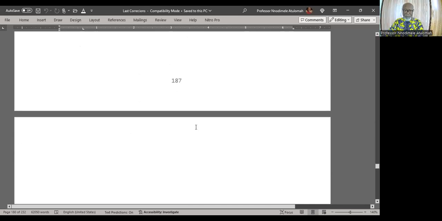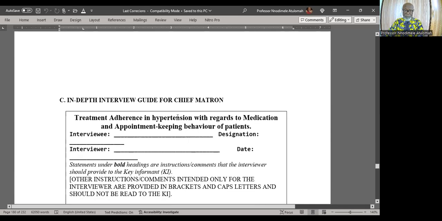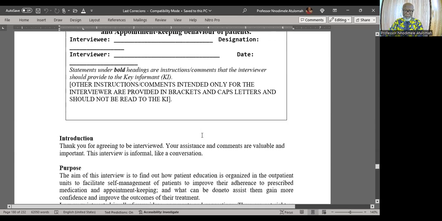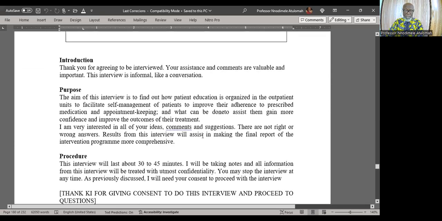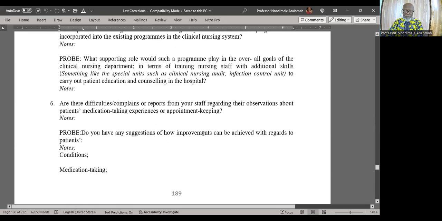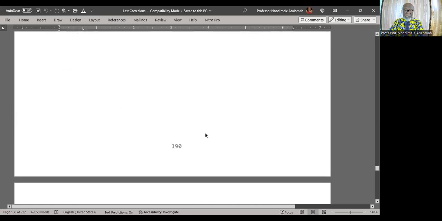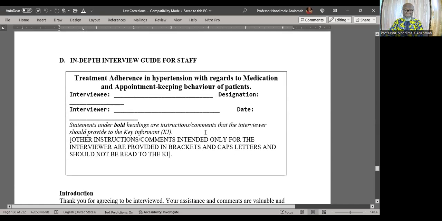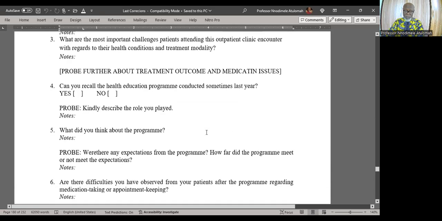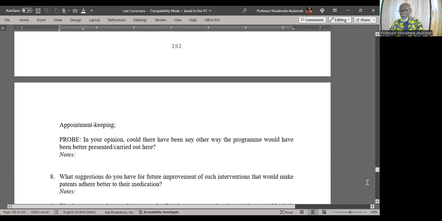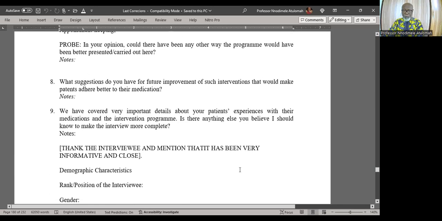Okay, so that is the type of instrument. Now this is the one for the supervisor. That's why they're called key informants: they are specific people that have understanding or know something about the situation. All right, so now I've shown you the instrument.